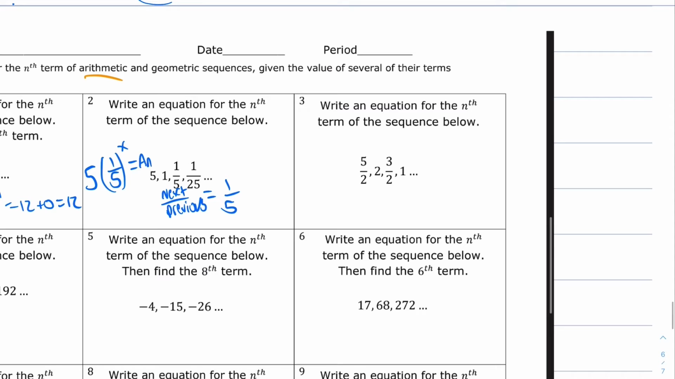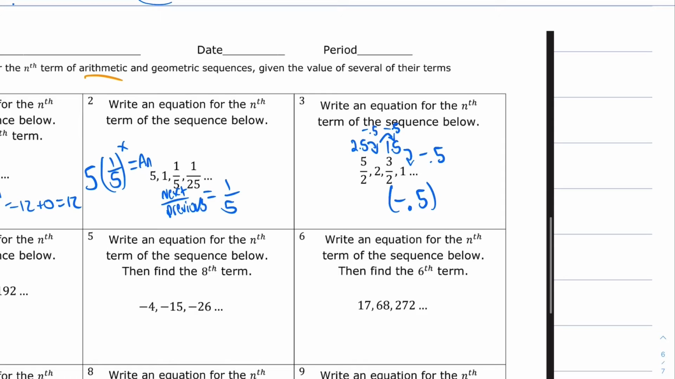Let's look over here. This one has fractions, so you might think that it's geometric. But if we look, 5 halves is the same thing as 2.5. 3 halves is the same thing as 1.5. So from here to here is a minus 0.5. From 2 to 1.5 is a minus 0.5. From 1.5 to 1 is a minus 0.5. So all we're doing is subtracting 0.5 over and over and over.